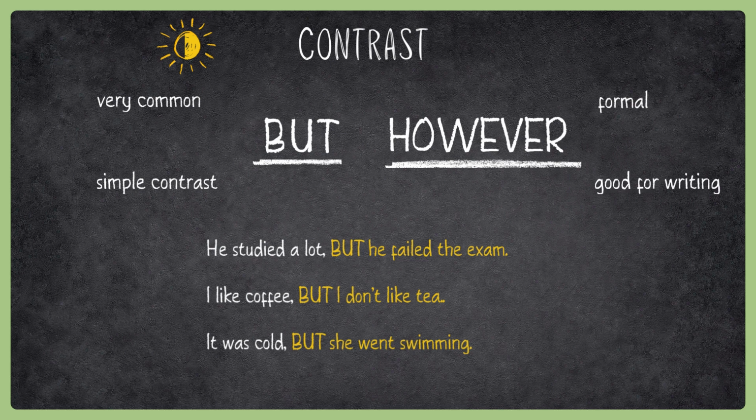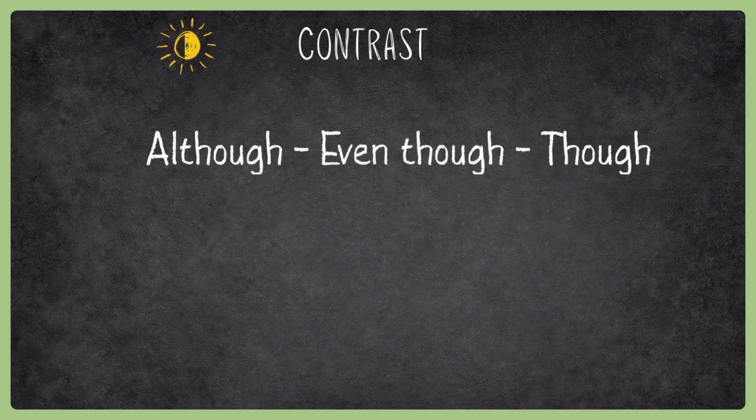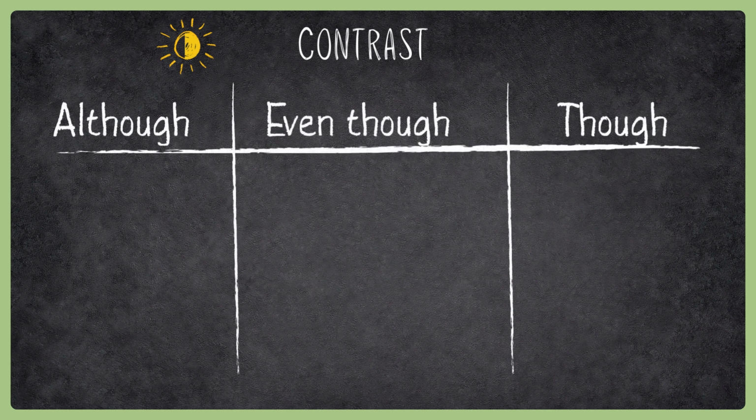But what other words can you use to show contrast? Do they all mean the same thing? And when should you use each one? Let's find out. All three mean something similar to but or however, but we use them slightly differently depending on the situation or tone. Although is used to show contrast, often when something is surprising.